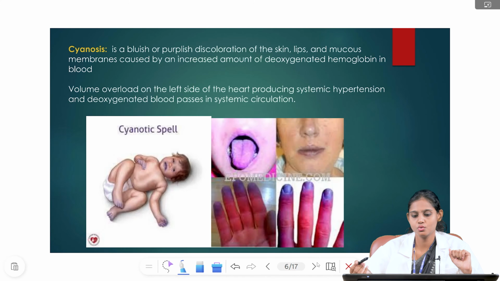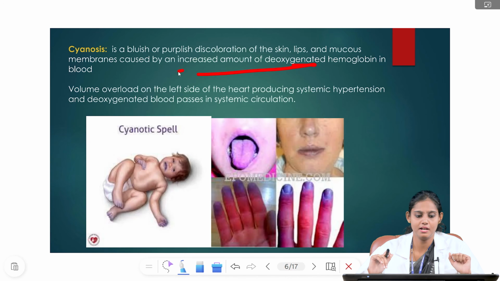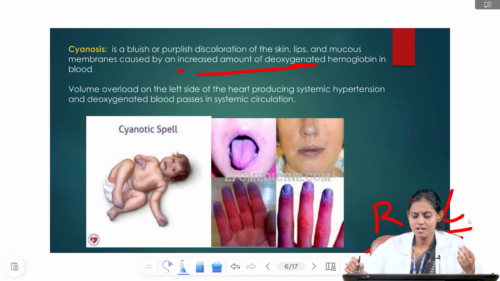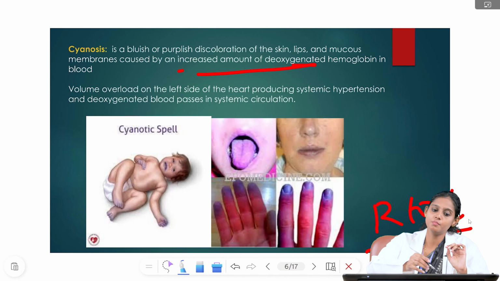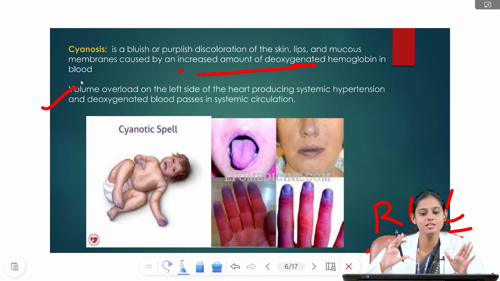Now let's look into what is meant by cyanosis. As I have already mentioned, cyanosis is a bluish or purple discoloration of the skin, lips and the mucous membranes caused by an increased amount of deoxygenated hemoglobin in the blood. In cyanotic defects, the shunting happens from right to left. When blood shunts from the right side of the heart to the left side, there is a volume overload in the left side of the heart which produces systemic hypertension, and the deoxygenated blood passes into the systemic circulation.